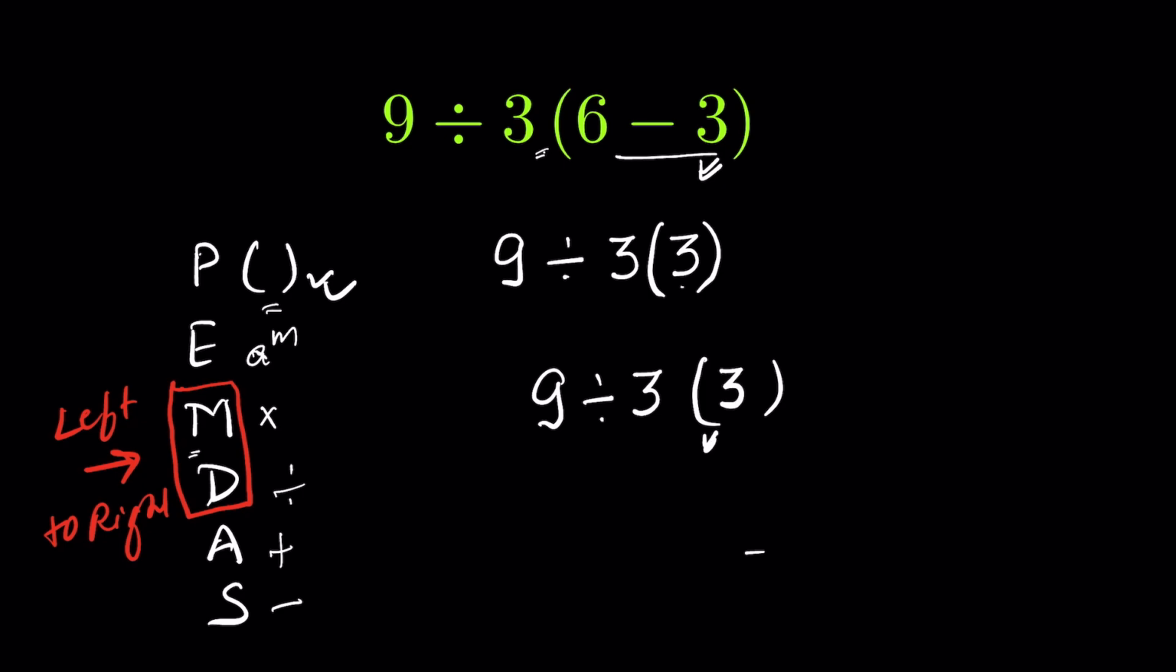When there is no sign here, it means we have multiplication. So instead of writing a multiplication sign, we are writing it like this, giving a bracket here. So instead of giving a bracket, we can write it like this and then follow this left to right rule. Then we will make no mistake.